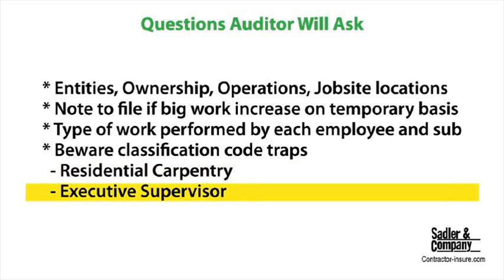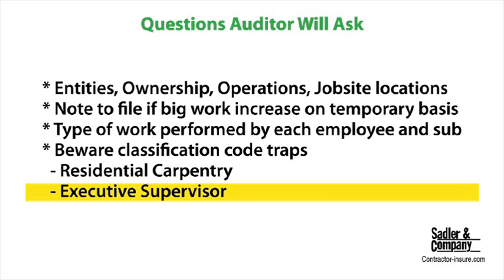This is a very favorable class code for an owner of a building company because the cost is much less than the residential carpentry classification. For example, in South Carolina, one carrier's current rate for executive supervisor is $3.73 per $100 of payroll, whereas their rate for residential carpentry is $19.51 per $100 of payroll.